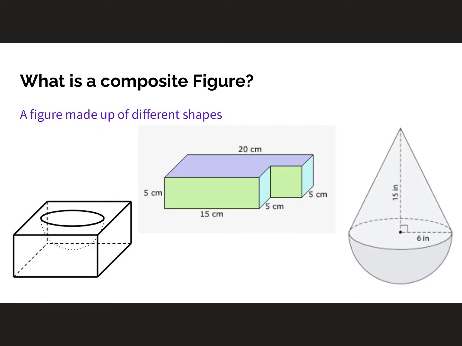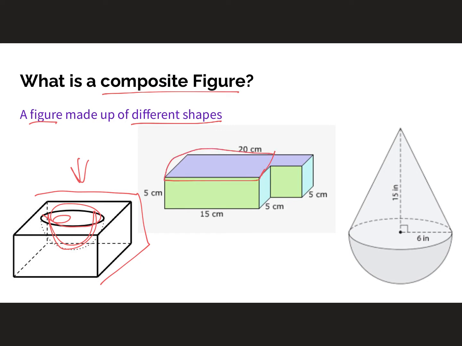Okay, so first of all, what is a composite figure? It's just a figure that's made up of different shapes. You can see here we have a rectangular prism that has a hemisphere, half a sphere, missing from it. Here we have one rectangular prism with another rectangular prism attached. Over here we have a cone with a hemisphere on it.